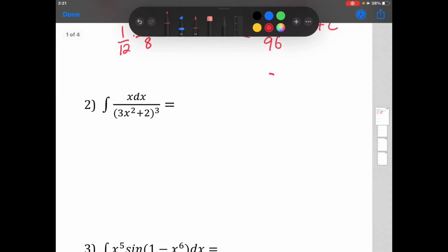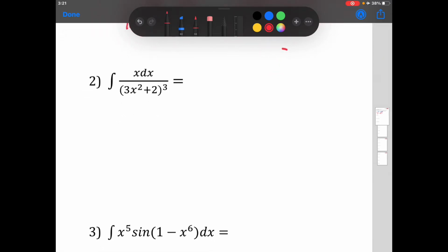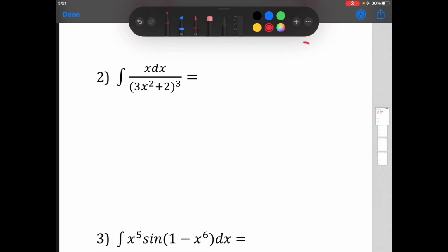Okay, number 2. So here, another indefinite integral. So what do you pick? So when you have something in the denominator and inside the parentheses, I'm going to pick my u to be 3x squared plus 2. So my du is going to be 6x dx. And look here, what do I have? I have 6x dx, and what do I want to replace it with? Replace x dx. So I want to get rid of my 6, divide by 6.